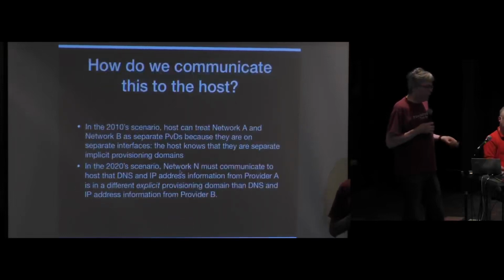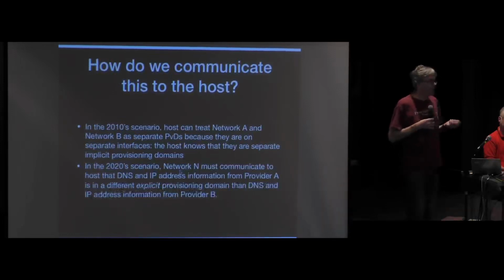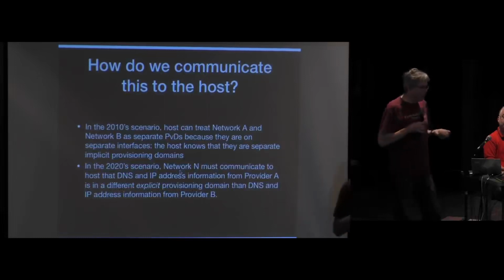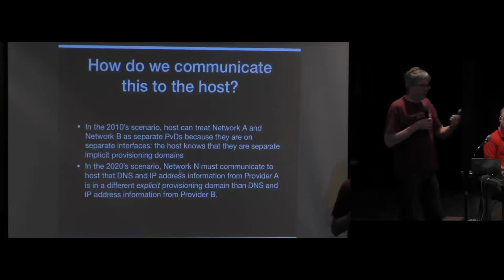So how do we communicate with this to the host? In the 2010s, usually we would just notice that we had two network interfaces, and so we would be able to set up an ad hoc provisioning domain. We would just assume that information that we got on interface A and information that we got on interface B are not interchangeable, and we would just do that automatically without being told.